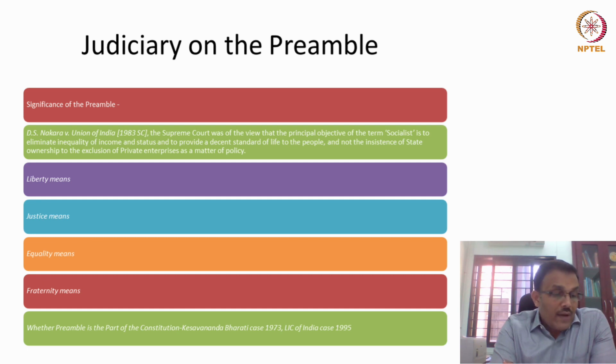Further, where the terms used in any article are ambiguous or capable of more than one meaning, some assistance at interpretation may be taken from the objectives enshrined in the preamble. So the Supreme Court very clearly says that the preamble is the guiding light, and wherever some kind of guiding light is required in interpretation of the Constitution, then the preamble is something that the judges can always rely upon.